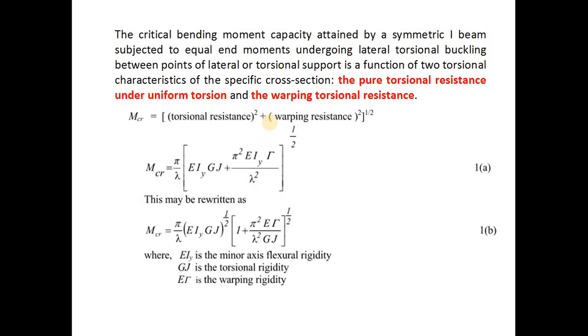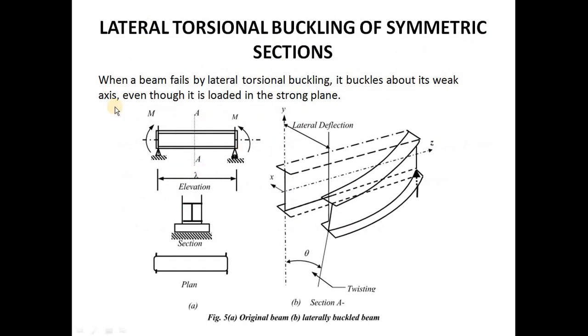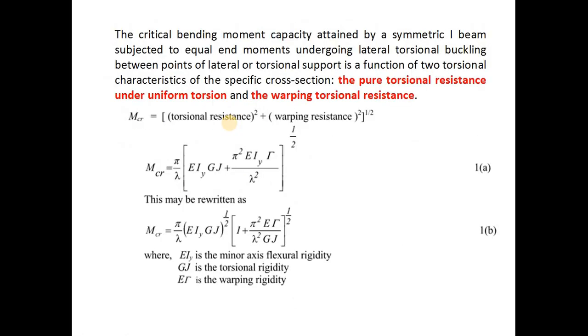Okay. The critical bending moment capacity attained by a symmetric I-beam subjected to equal end moments. Equal end moments are the moments which are applied at the ends, and both are equal in magnitude but opposite in direction. They are actually called equal end moments.